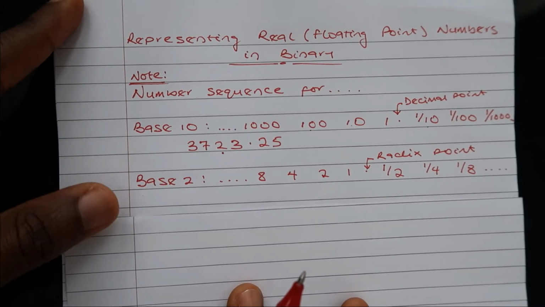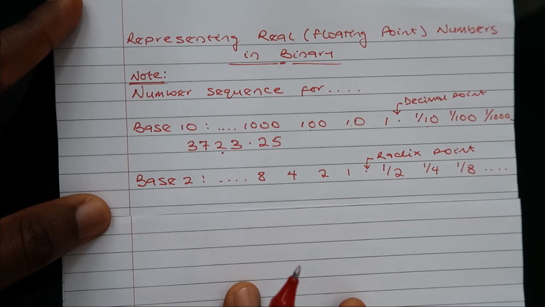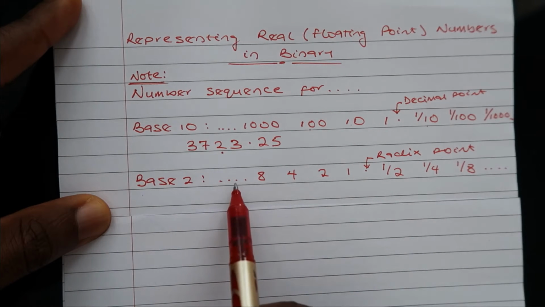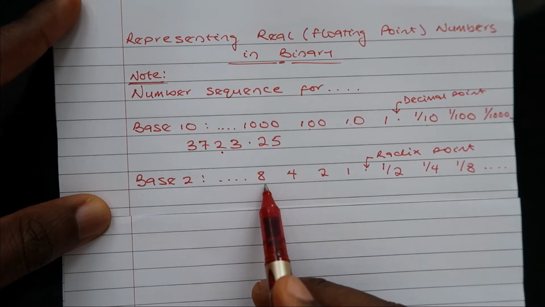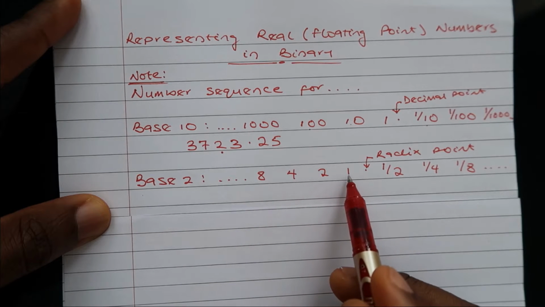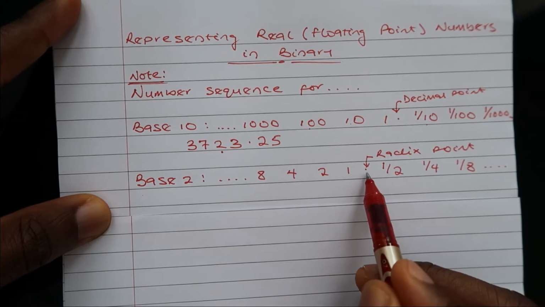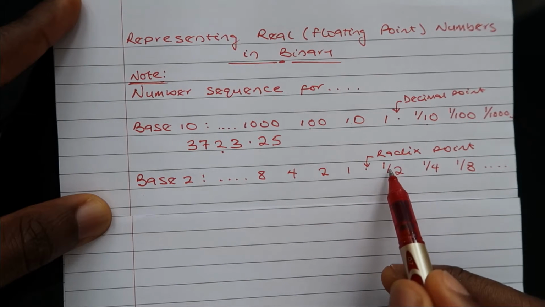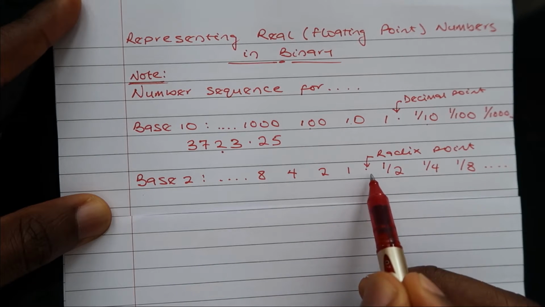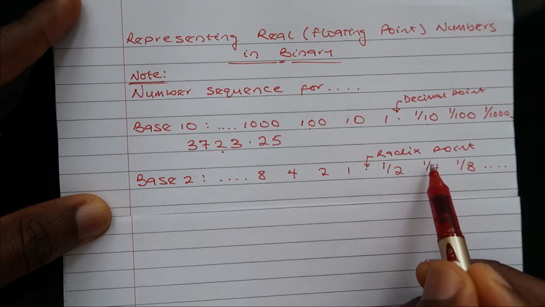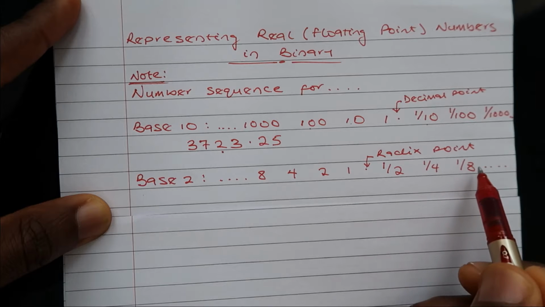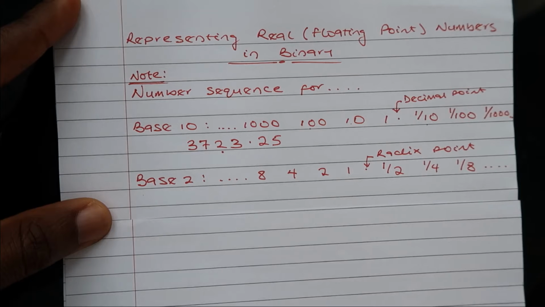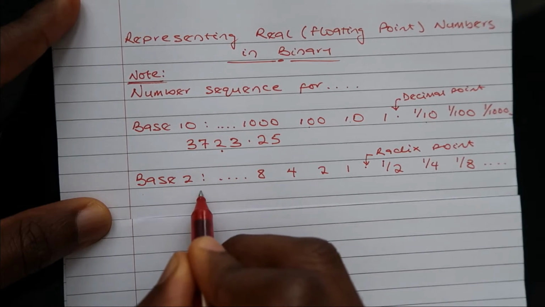Now, numbers in base 2 are slightly different. With numbers in base 2, we know the number sequence would extend, say, 16, and then we have 8, and then 4, and then 2, and then 1. Then, if you look at our radix point there, the numbers after this point become 1 over 2, 1 over 4, 1 over 8, 1 over 16, 1 over 32, and then it carries on that way.